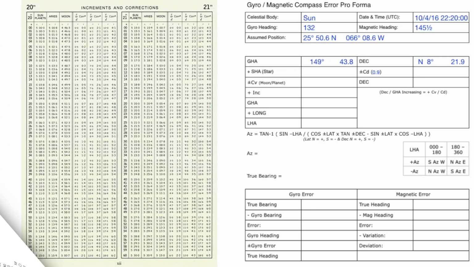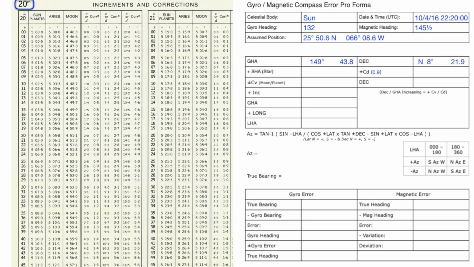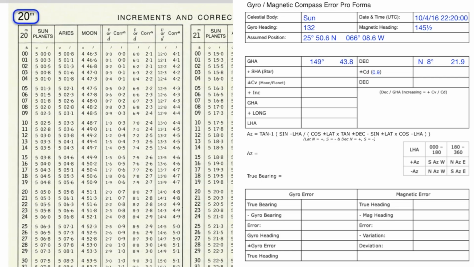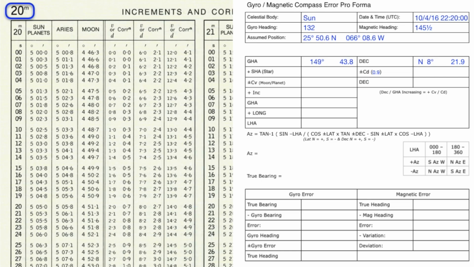Now we turn to the yellow coloured pages in the nautical almanac, which are titled Increments and Corrections. They're located near the back of the 2016 Admiralty Nautical Almanac, and these provide the corrections we need to make because our calculation is not being done exactly on the hour. First, we find the 20-minute page, and then from the table, we read off the correction for the sun at 00 seconds. In this case, 5 degrees and 0 minutes.